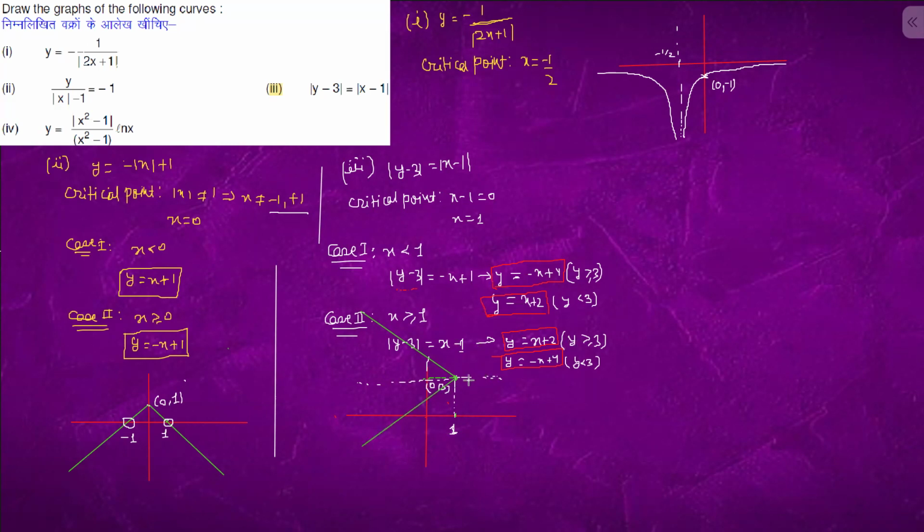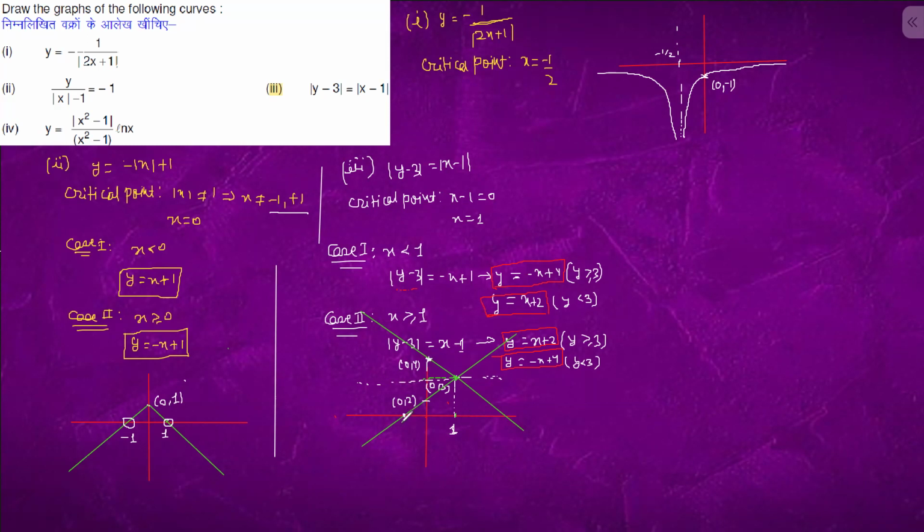And when x is bigger than or equal to 1 and y is bigger than 3, it is x plus 2, which is a continuation of the same line. And when y is less than 3 and x is bigger than or equal to 1, it is this. So now we will have to mention the points. This is minus x plus 4, so when x is 0, it is 0 comma 4. This is x plus 2. When x is 0, it is 0 comma 2.